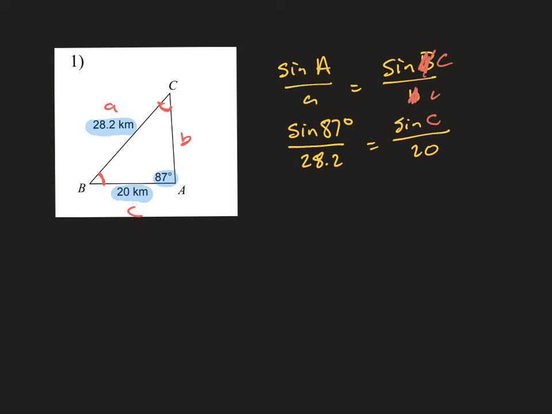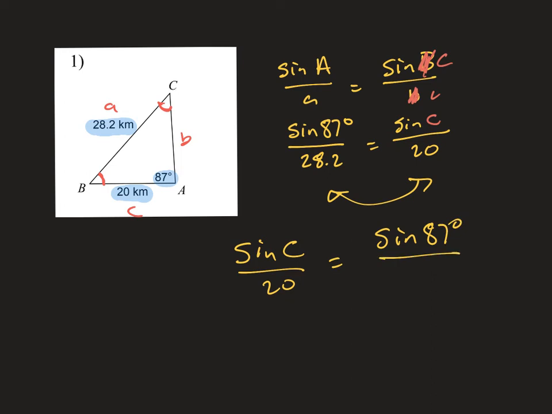And I'll remind you of that when we get there. So the sine of 87 degrees. Let's see, I'm trying to solve for sine of C. So all I'm going to do is pull the switcheroo on this one and write it like this: sine of C over 20 equals sine of 87 over 28.2.